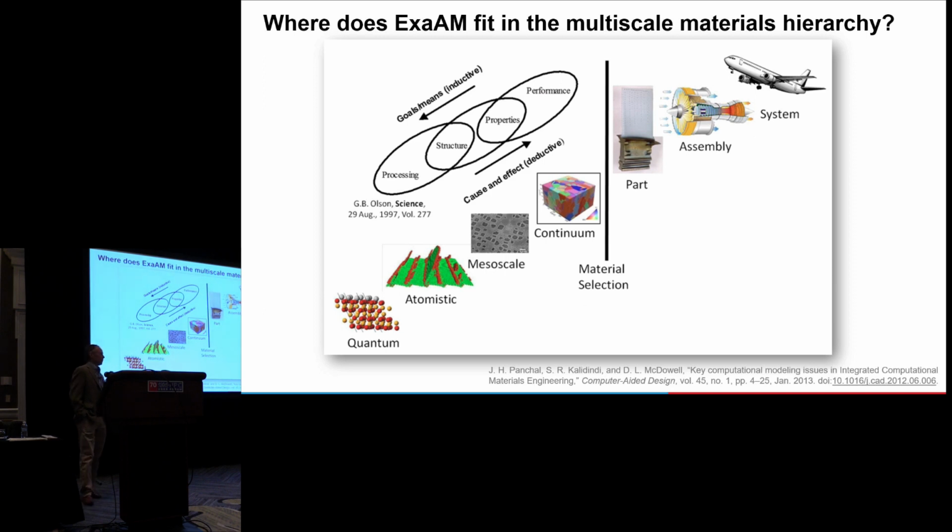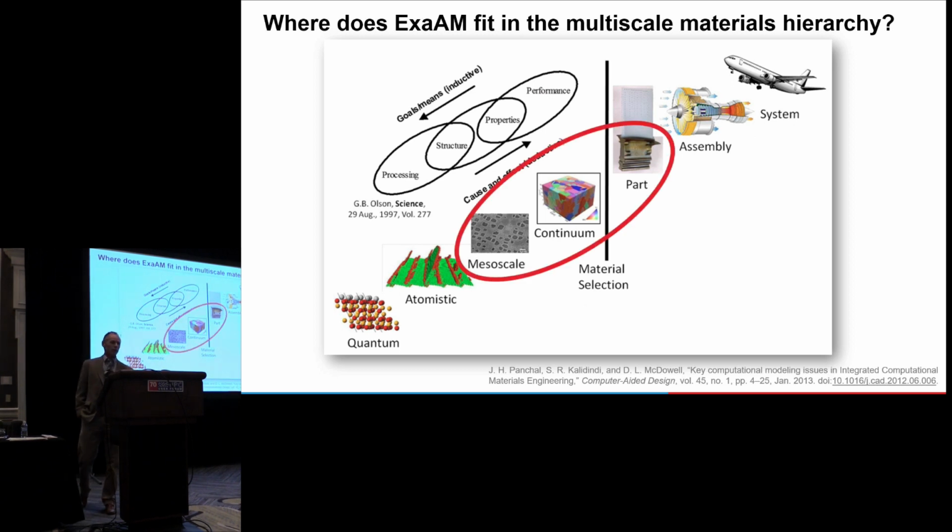A lot of times, everybody's seen this chart or a variety of variations of this chart for multi-scale material modeling over the years, going from quantum atomistic all the way up to parts and systems. And I just want to make it clear that in this project, we're focused solely on that middle range from mesoscale up to part scale. We're not going down into atomistic or quantum, and we're not going up into systems. So we're squarely focused on that part scale and down to mesoscale of what's happening.